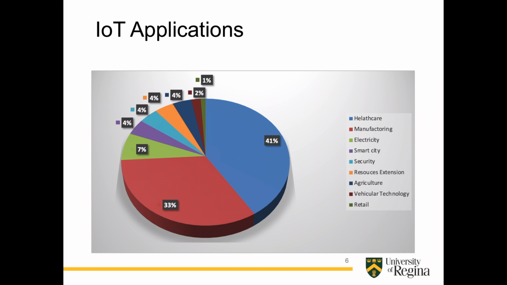As we discussed in the above section, it has been proven that IoT can automate daily or repetitive tasks in a very efficient manner. That's the main reason behind the increase in IoT applications ranging from house to industry. As you can see from the pie chart, IoT is being used most in healthcare and manufacturing compared to any other application domain. The other domains are electricity, smart city, security, resource extension, agriculture, vehicle technology, and retail.